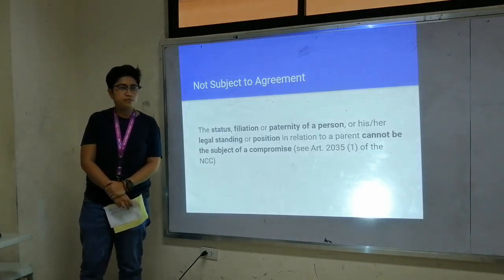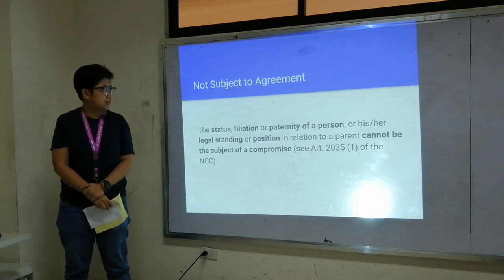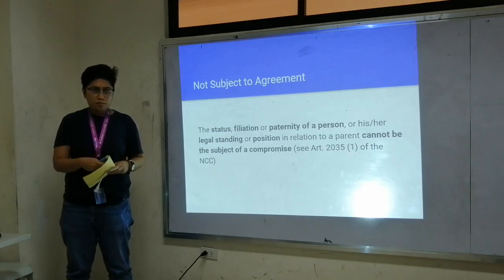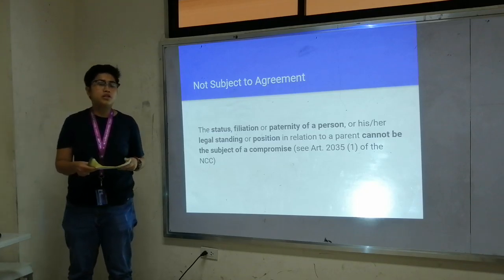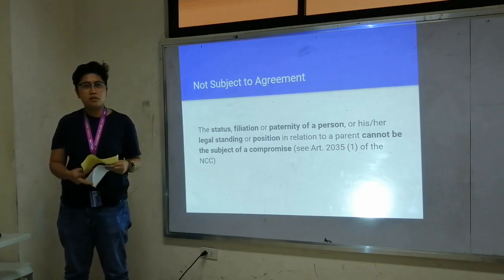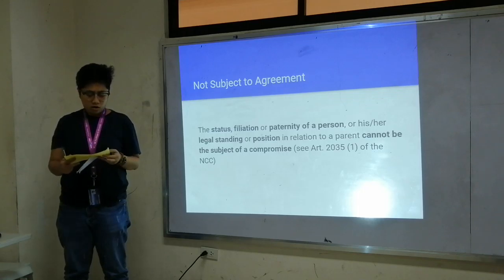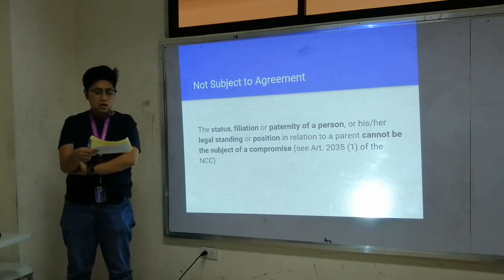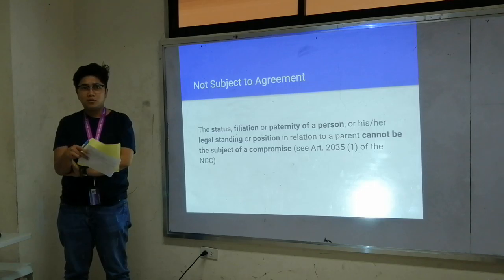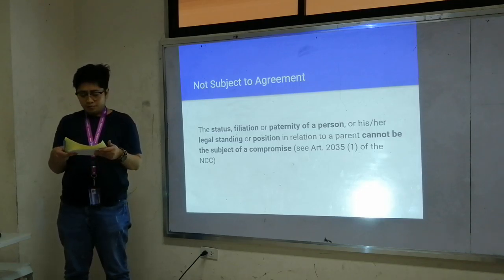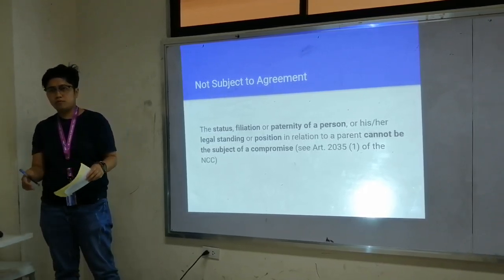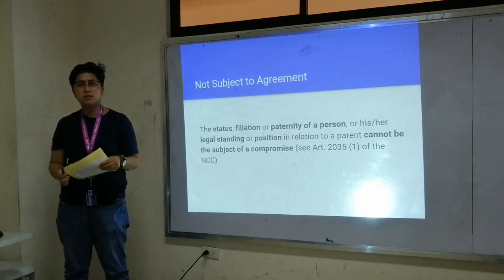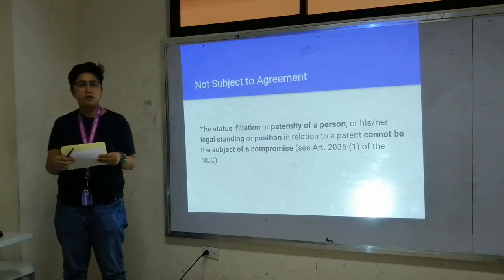The status or filiation or paternity of a person, or his legal standing or position in relation to a parent, cannot be compromised. This is in accordance with Article 2035 of the New Civil Code. The provision states that the agreement cannot be left with the parties, and it is necessary for the court to declare the existence or absence of the paternity or filiation.